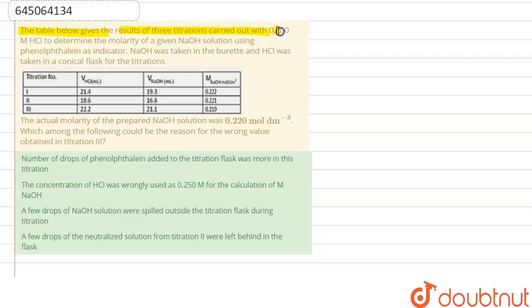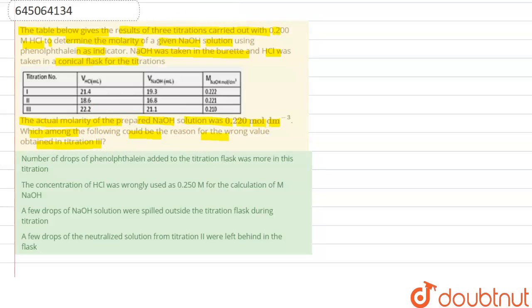Hello everyone, in this question, the table below gives the results of 3 titrations carried out with 0.200 molar HCl to determine the molarity of a given NaOH solution using phenolphthalein as an indicator. NaOH was taken in a burette and HCl was taken in a conical flask for the titration, and this is the table given to us. The actual molarity of the prepared NaOH solution was 0.220 mol dm^-3. Which among the following could be the reason for the wrong value obtained in the 3 titrations?